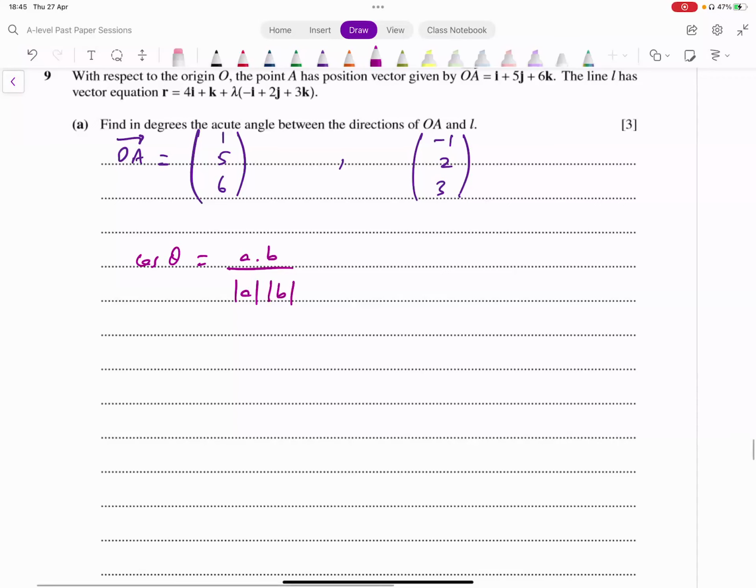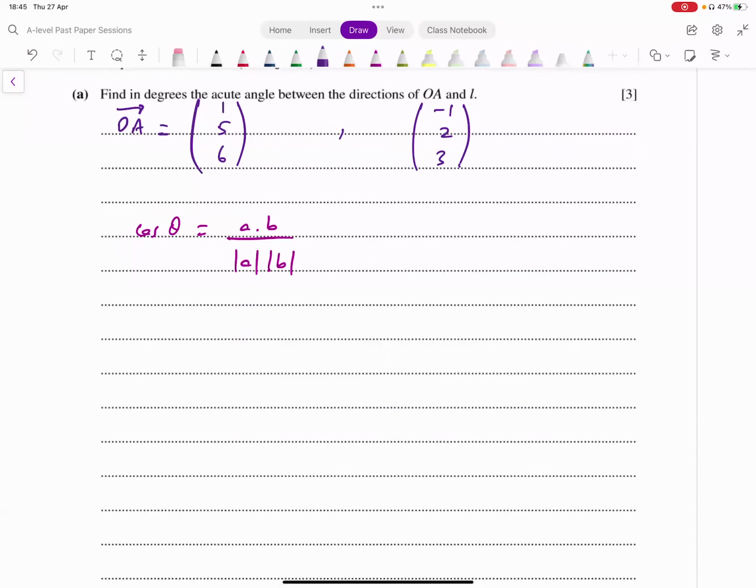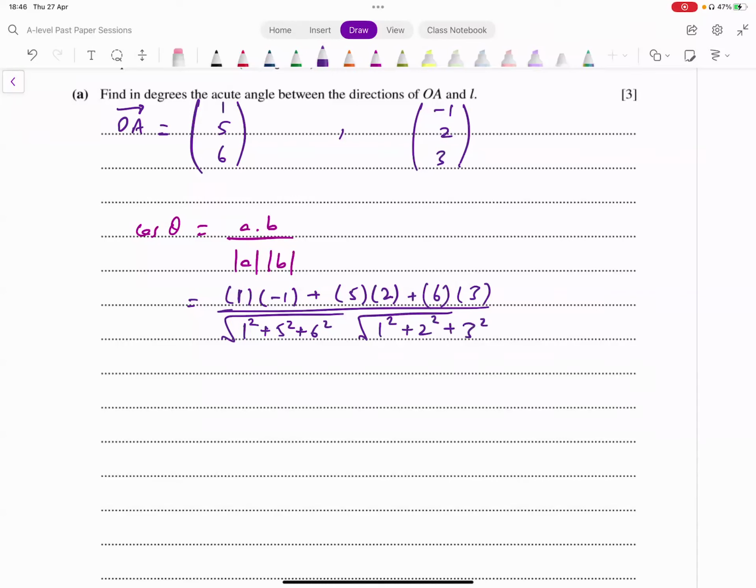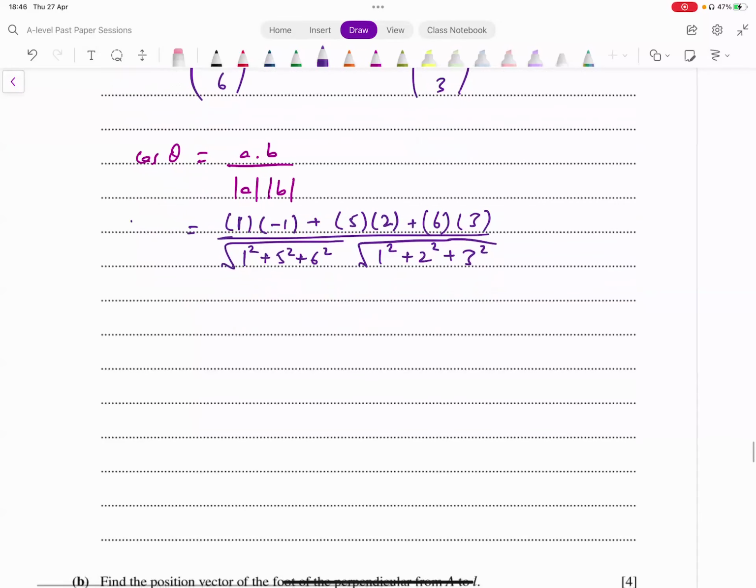Okay, we have to input values in this, simply dot product. What will that be? 1 into -1 plus 5 into 2. You should show this working, plus 6 into 3. That's the dot product divided by the modulus. 1 squared plus 5 squared plus 6 squared, that's the modulus of the first, and for the second, 1 squared plus 2 squared plus 3 squared. Okay, now we have to evaluate.